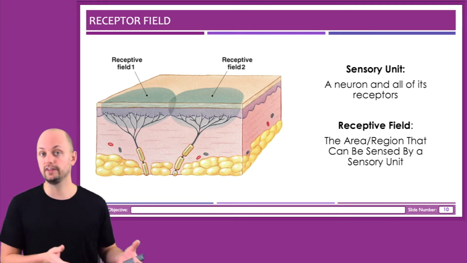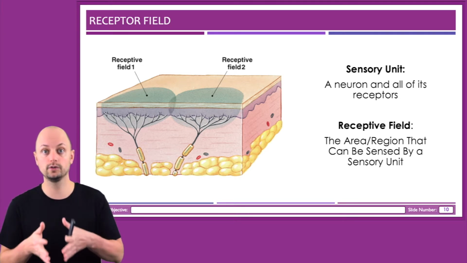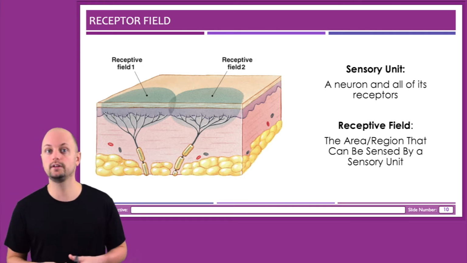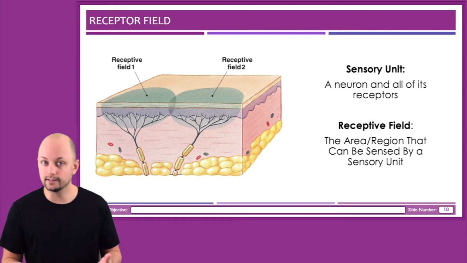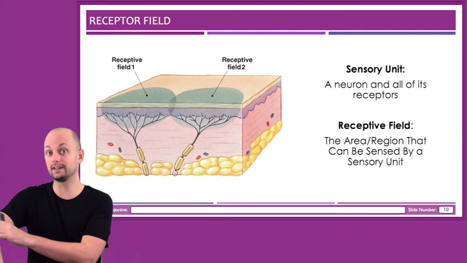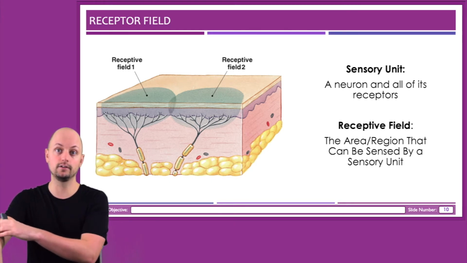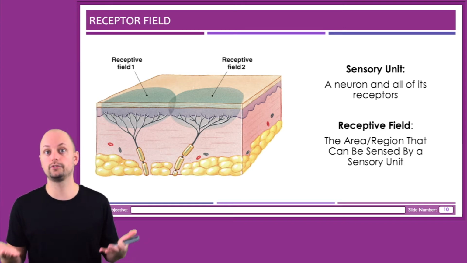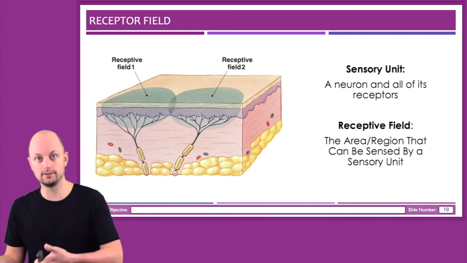Now, sensory units, just like motor units, can be really big with a lot of receptors or really small with fewer receptors. Each sensory unit has a receptor field, which is the area or region that it can receive sensory input from. This is easiest to think about by imagining touch receptors, which are located on the skin. The branch dendrites of a sensory neuron will contain mechanoreceptors that will essentially cover an area of the skin. And so this sensory neuron's receptor field is essentially that area. It's the area of the skin covered by the dendrites.